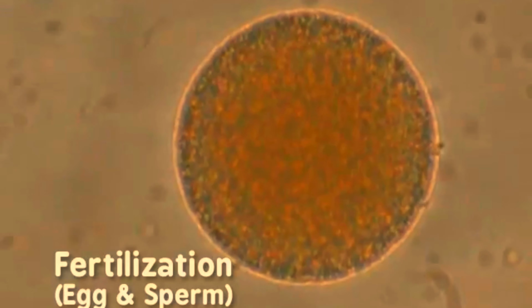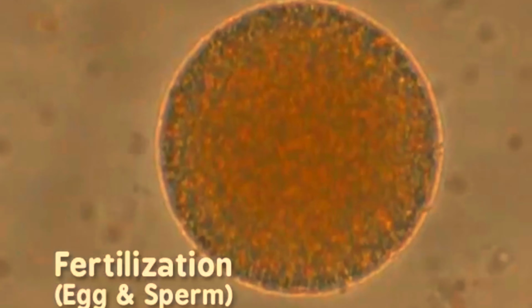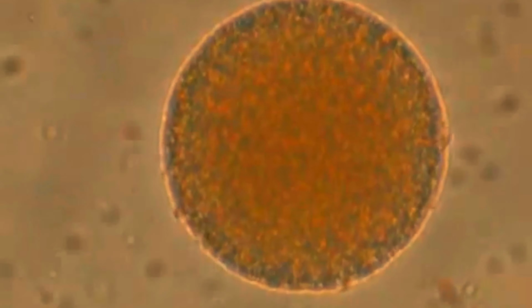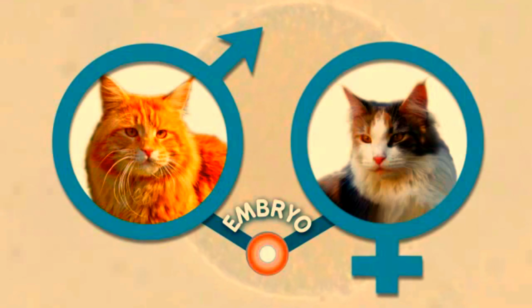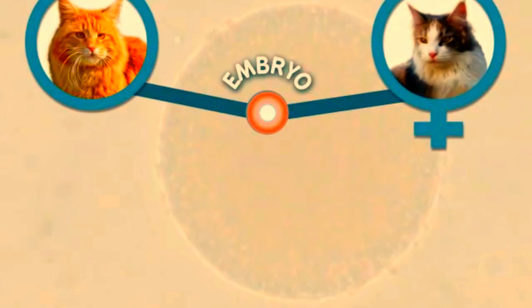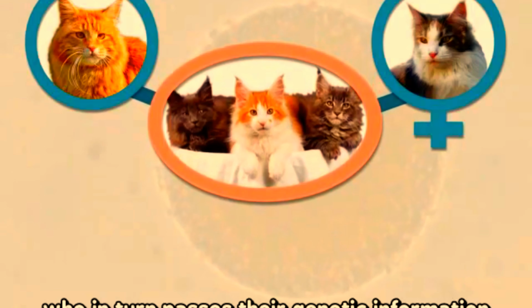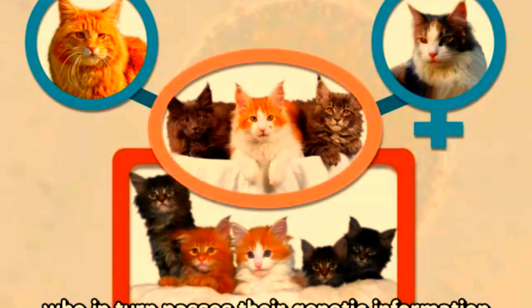Many organisms pass their genes to their offspring through sexual reproduction. This begins when two gametes unite to form an embryo that is genetically unique from the parent organisms. The embryo then grows into an adult who in turn passes their genetic information onto their own offspring.